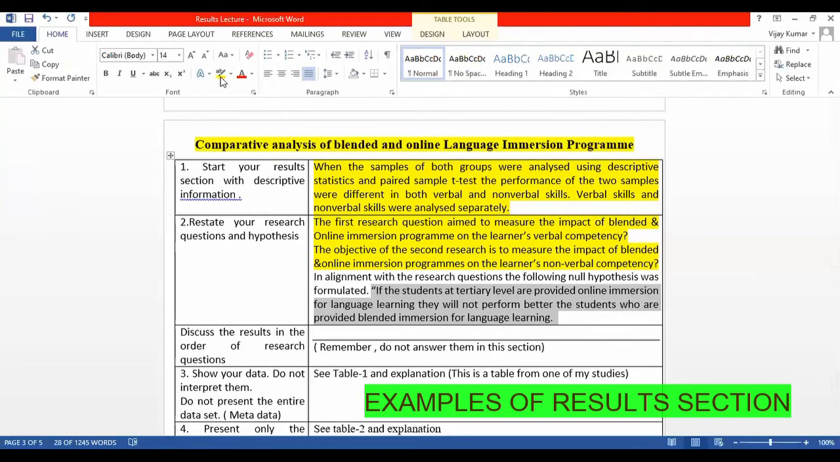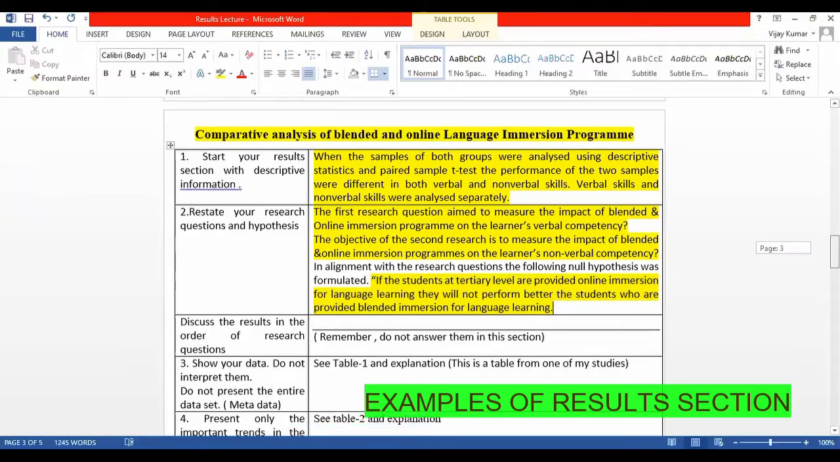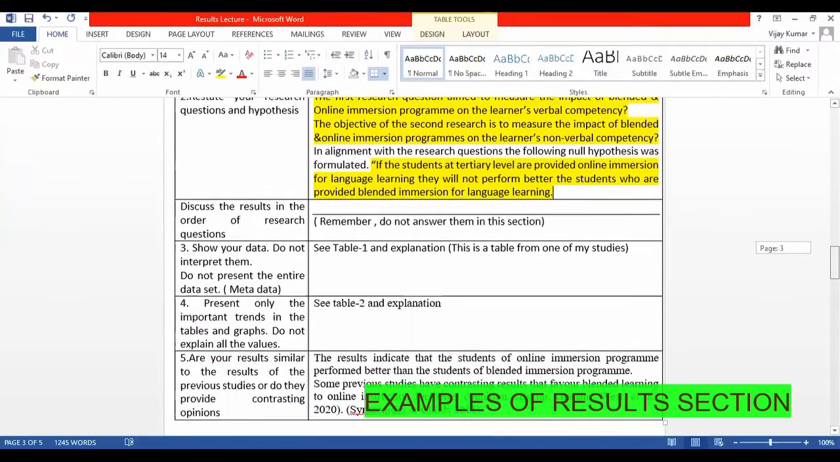So look at these examples again. The reason why you need to restate your research questions and hypothesis is it will help people to understand your results very easily, and it will also give you the focus. Probably you can refocus and present your results only with reference to your research questions and your hypothesis. So restate them. And thirdly, just move on and discuss the results in the order of the research questions.